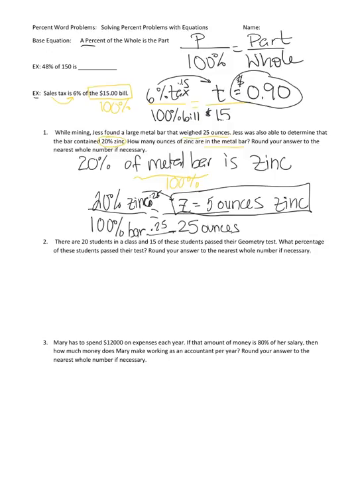Reading the next problem: there are 20 students in a class, and 15 of those students pass their geometry test. What percentage of the students pass their geometry test? Round your answer to the nearest whole number. Now, if I'm not careful, I see the word of right here, and I think, oh, of these students. Is that the whole? Well, be careful how you interpret that. It's the 20 students in the class; 15 of the 20 pass their geometry test.